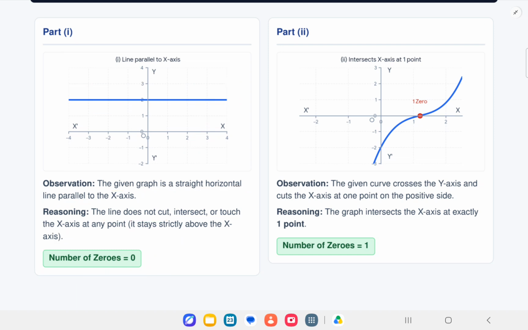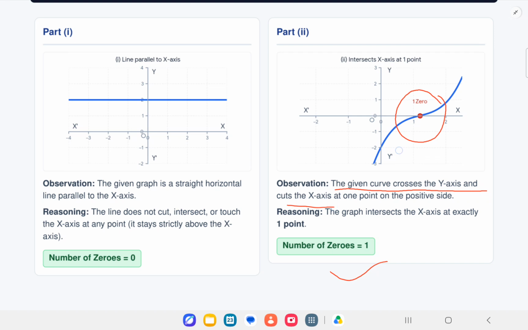Now move on to part number 2. In part number 2 you can see here the line intersects the x-axis at one point, so the number of zeros in this part is 1. Observation: see here, the given curve crosses the y-axis and cuts the x-axis.